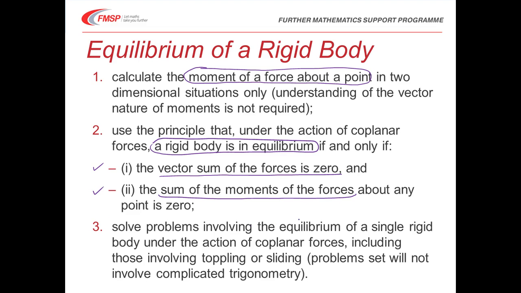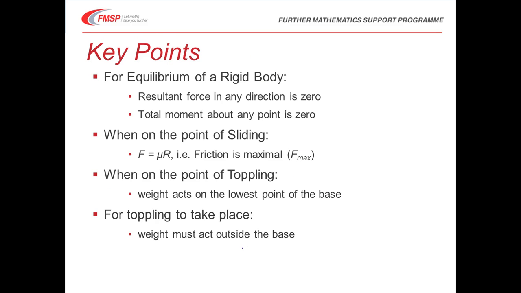We're going to use these conditions to solve problems involving equilibrium, including those that involve toppling or sliding, and I've chosen an example of that as one of my two exam questions. So here are some key points. First of all, for equilibrium of a rigid body, here are the two things we do: resolve forces and take moments. So the resultant force in any direction that suits us must be equal to zero, and the total moment about any point must also be zero, or perhaps we will use the fact that clockwise moments will equal the anti-clockwise moments.